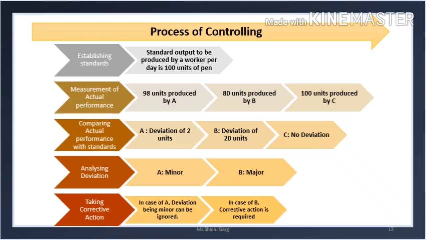So let's recapitulate all the points. How many steps are there? 5. First, you will establish the standards. You will decide the targets. Then you will measure actual performance. You will compare your actual performance with the targets to find out the deviations. Then you will analyze the deviations to find out its causes. And lastly, you will take corrective action to make sure that these deviations will not occur again in future. This is all about the process of controlling.